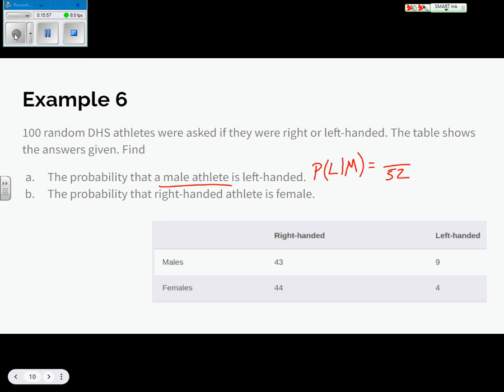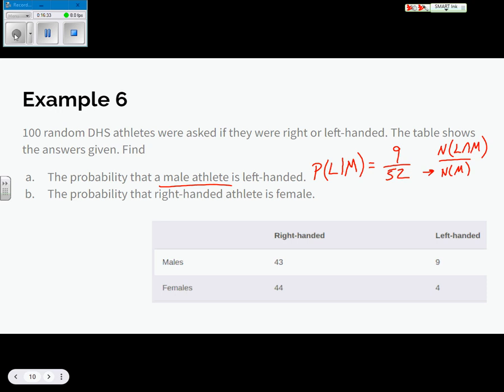Okay. So this down here was the number of male athletes that I had. And then on top, I just want to look at the left-handed ones. So the left-handed male athletes, there were 9 of them. So it would be 9 and 52. 3 shouldn't go into 52 because it goes into 51. So on top right here, it was the number of left-handed and male. And so that's how we would go about this.